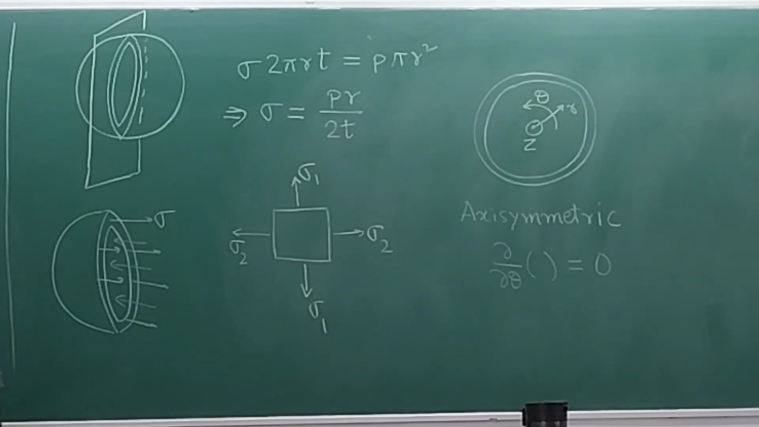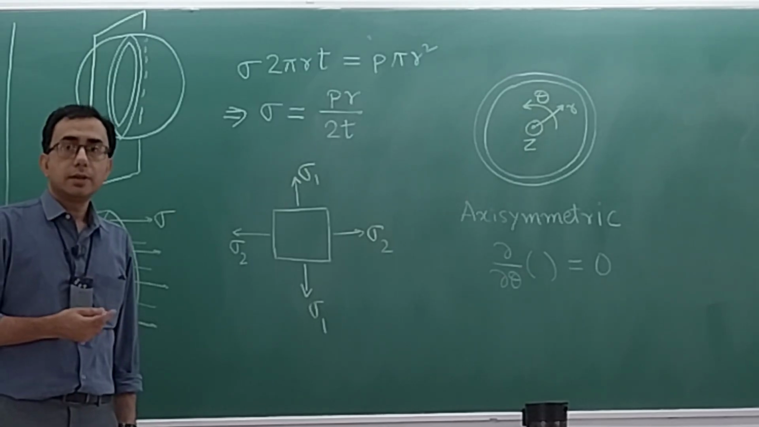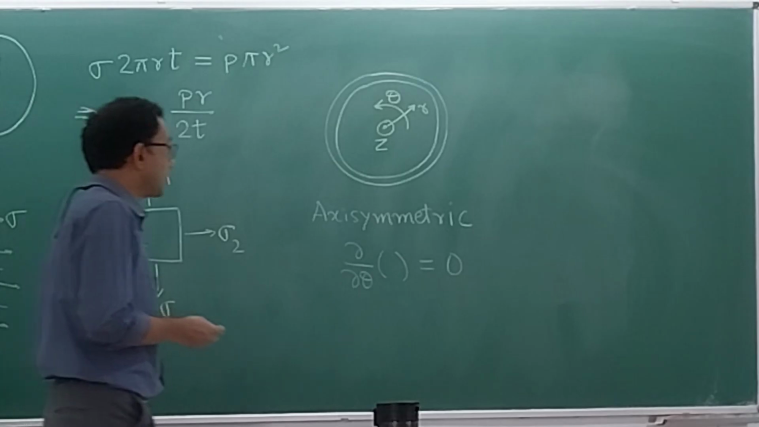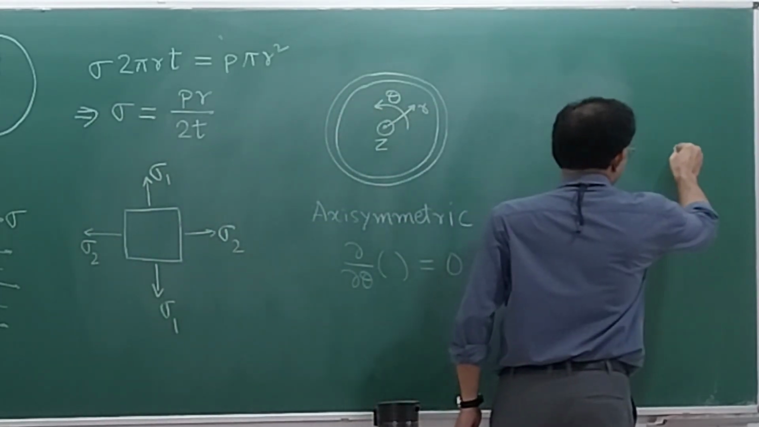Okay, so nothing should be a function of theta. Now, can you tell me, if we go back to the torsion chapter, I'll go to the rough column here.